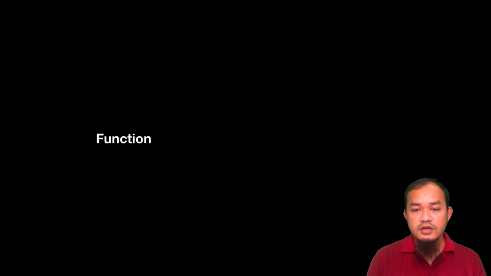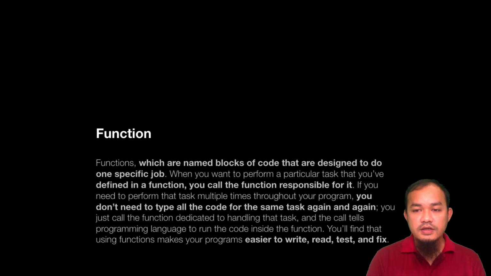We have function. The main point of function is they try to group the same logic, the code that you are repeating again and again, and then you should create something such as the function. As I mentioned here, the function is the name of a block of code that is designed to do one specific job. Define it in a function, you call the function responsible for it. You don't need to type all code for the same task again and again. This is the main point of the function.